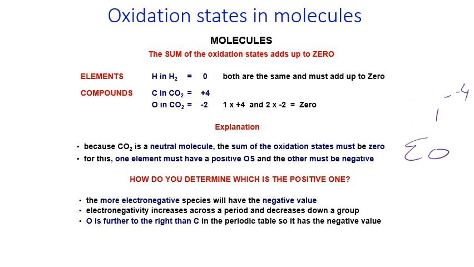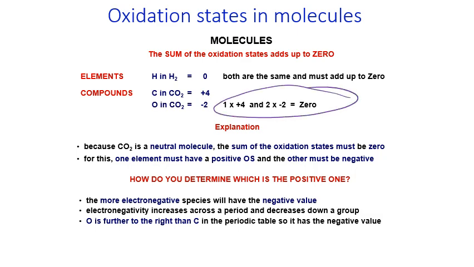For CO2, the oxygen must be -2. That's illustrated in that point. The reason is that CO2 is a neutral molecule overall, so the sum of the species inside it is going to be 0. For this, one element must be in a positive oxidation state, and the others must therefore be negative to balance the charges out. So how do you determine which one is the positive one?